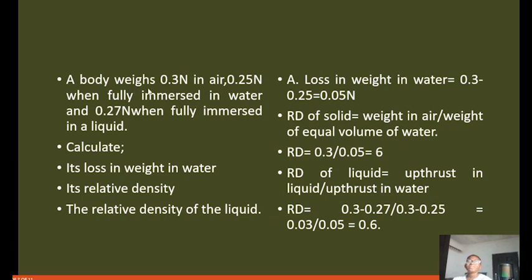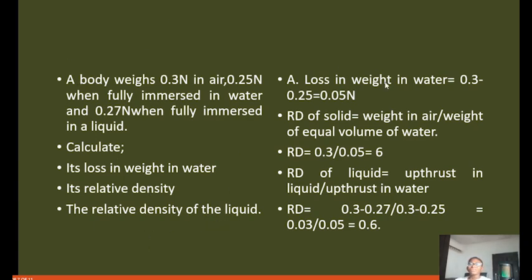This is a body. When it is normal, it weighs this, but when it came into the water, it became lighter, and it was 0.25 Newton when fully immersed in water, and 0.27 Newton when fully immersed in a liquid. The liquid can be oil, and it was 0.27 Newton. Calculate: one, its loss in weight in water; two, its relative density; three, the relative density of the liquid. So the relative density of this body and the relative density of the liquid.